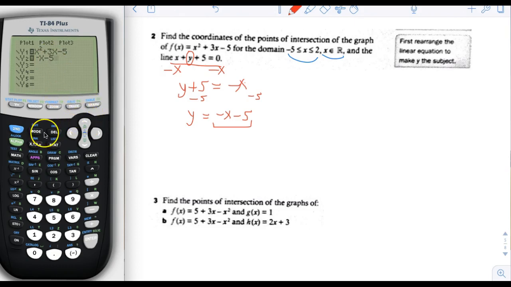So now we're going to do the same thing where we're going to find the intersection of the curve and the line, and we're going to do second calc.